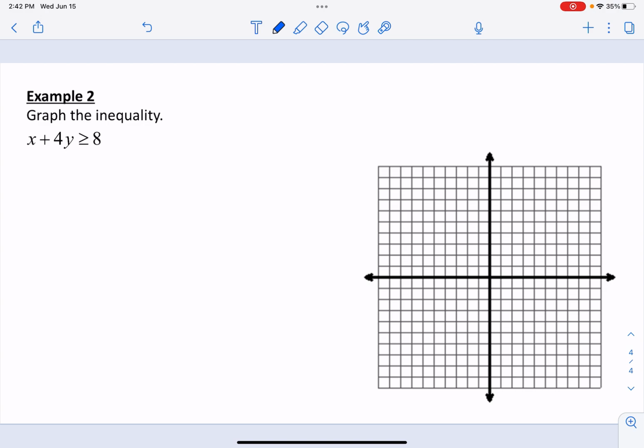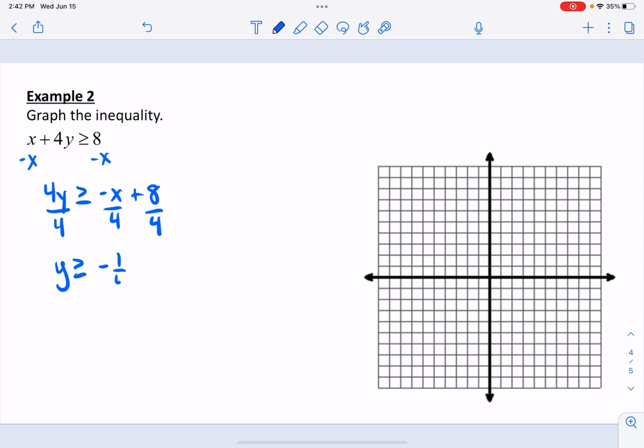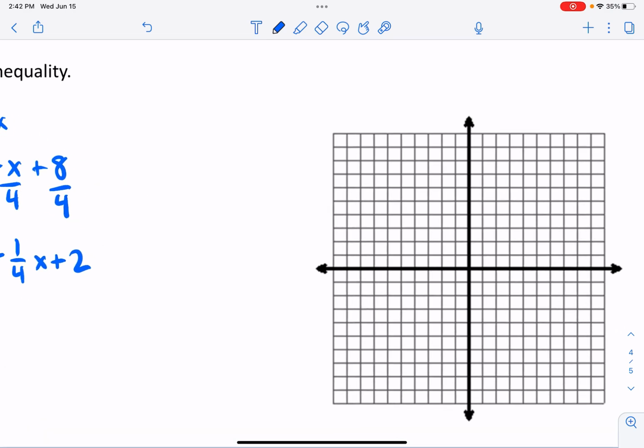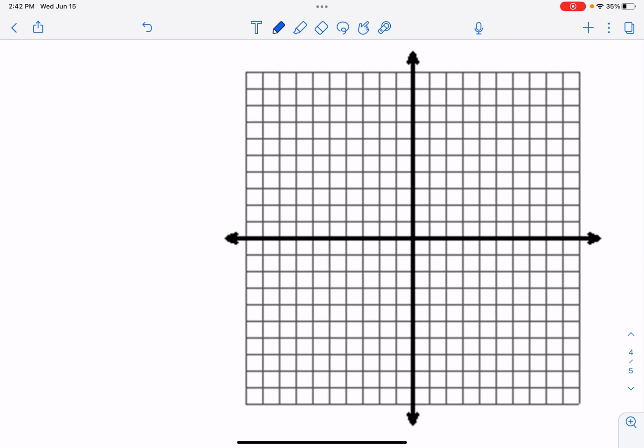Okay, next one. Again, put this in y equals mx plus b. So I'm going to subtract the x over. I'm going to divide every single term by 4. Okay, so negative 1/4 x plus 2. I'm going to zoom in again. I kind of liked that. So plus 2, negative 1/4.